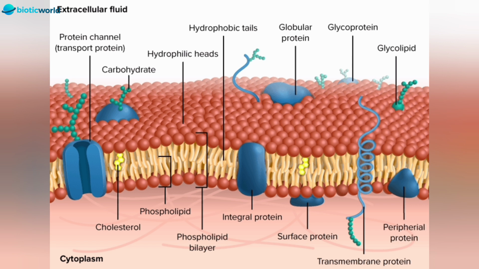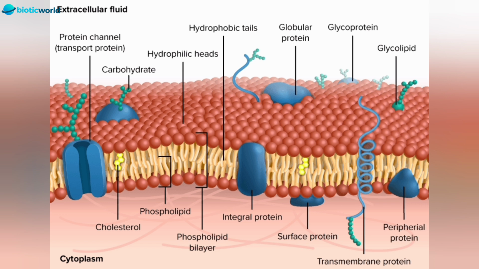Cholesterol molecules are interspersed within the phospholipid bilayer, helping to maintain membrane fluidity. Cholesterol acts as a stabilizer by preventing the membrane from becoming too rigid at lower temperatures and too fluid at higher temperatures. This helps the membrane maintain its structural integrity under varying conditions.